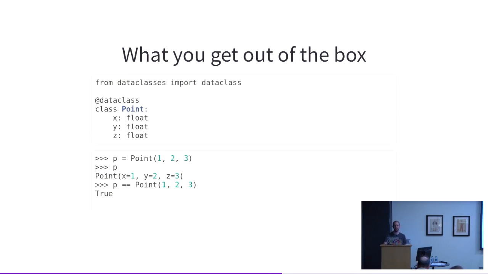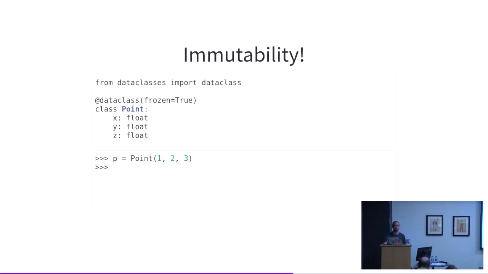So without any customization at all, data classes give you a good string representation for your object. They allow objects to be compared to each other with equality and inequality. And out of the box, without any customization, these are pretty much the main features that you'll reach for. As I just showed you, it's also possible to make your data classes immutable by setting the frozen attribute to true. This makes it so that we can't assign to any of the attributes in our class once it's been constructed. Once we've got a point object, x, y, and z are set in stone.